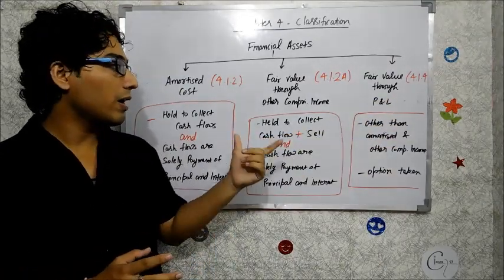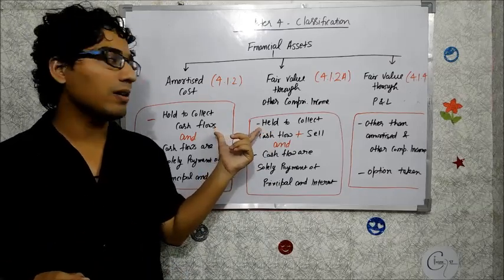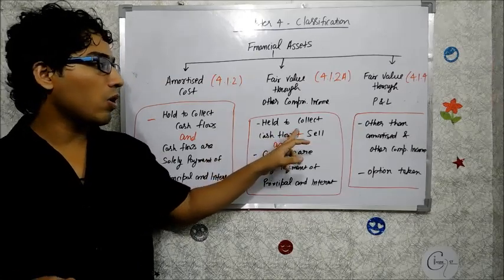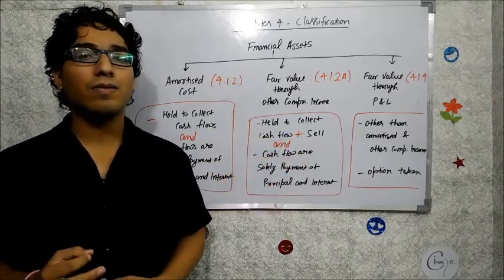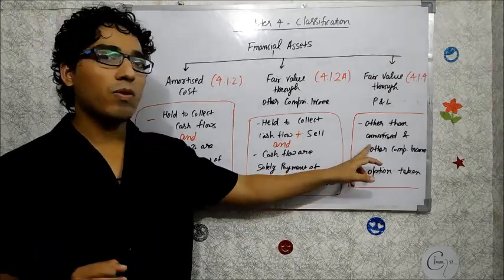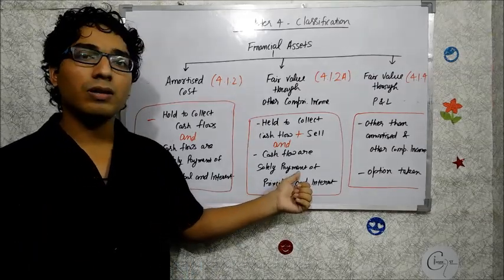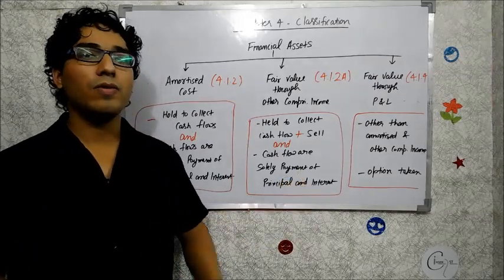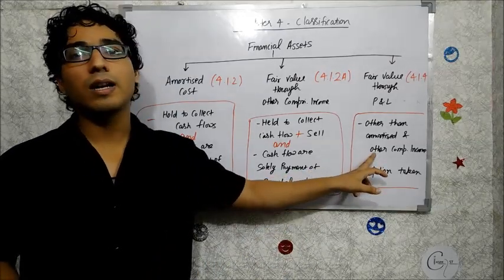Or if your financial asset is not classifiable into these two categories, because your financial asset is neither held to collect the contractual cash flow nor to sell it, then your case will fall into this category. And if the contractual cash flow is not solely payment of interest and principal, then those cases will also fall into this category.